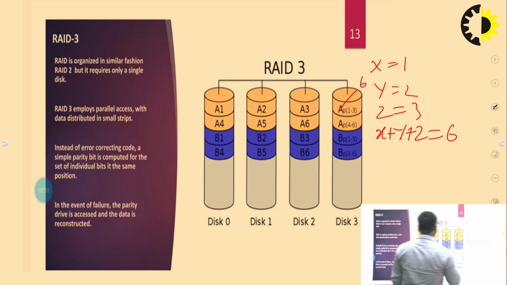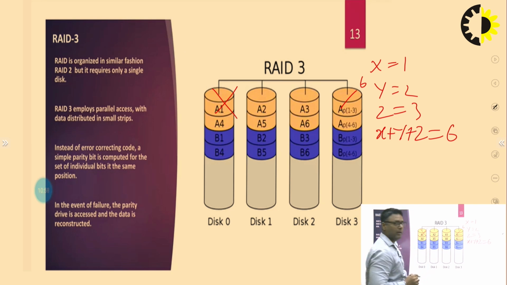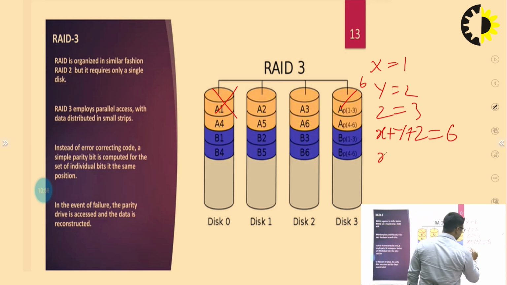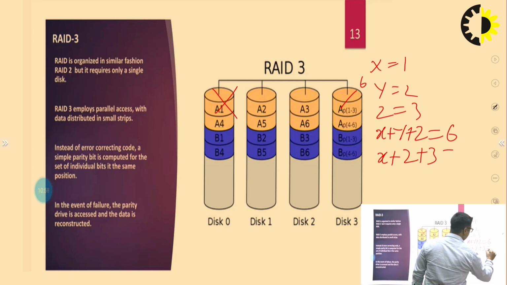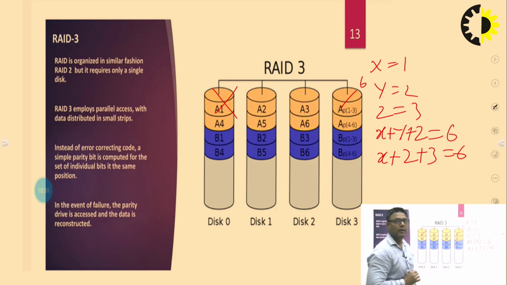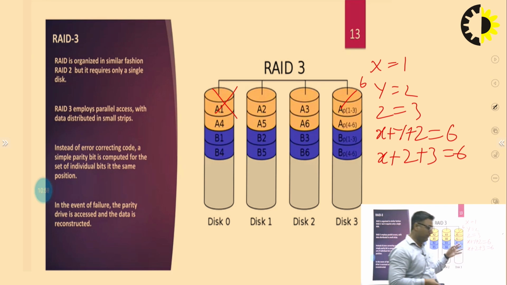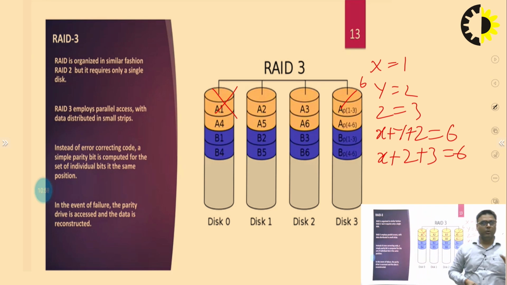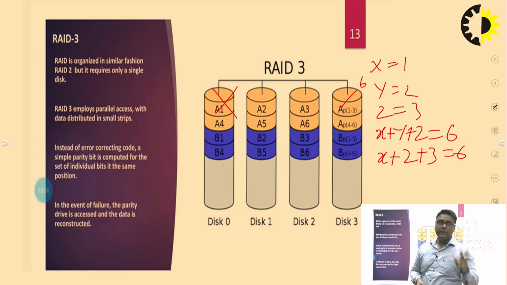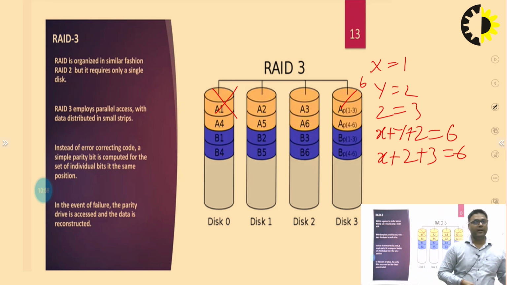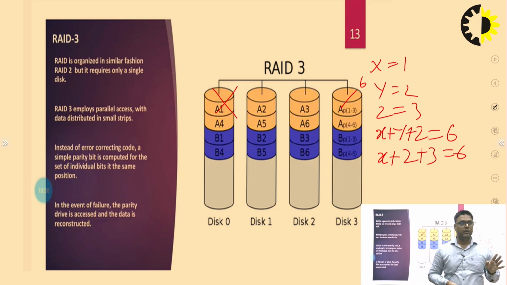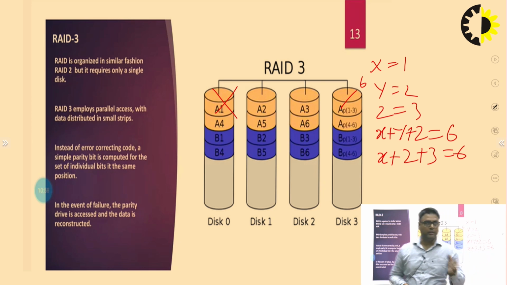So if one disk fails, suppose the A1 disk fails, it is easy to find the value of disk 1 because you already know the parity. But when all parity is stored in a single disk, if that disk collapses, we face a problem. We also face a problem if two data-storing disks collapse, because then I cannot find the data properly. So this is the main disadvantage of RAID 3.